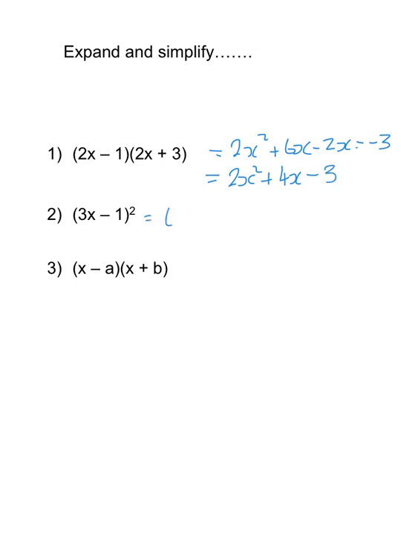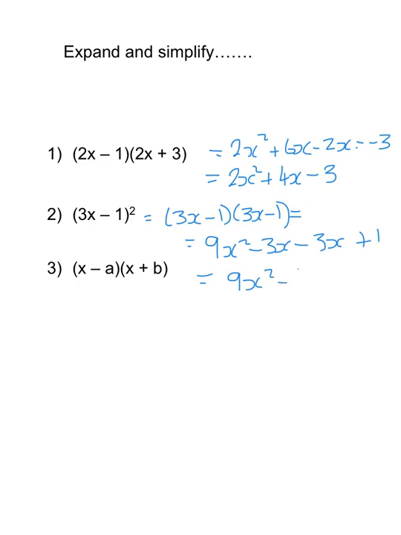This one, I would just write out the 2 brackets so I don't make a mistake. So 3x minus 1, 3x minus 1. 2 first terms will give us 9x squared. 2 outer terms minus 3x. 2 inner terms minus 3x. 2 last terms plus 1. Overall answer, 9x squared minus 6x plus 1.